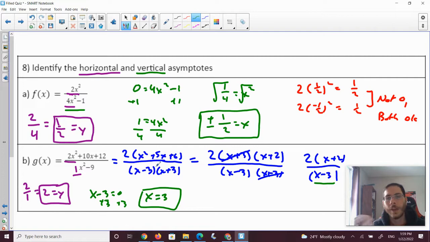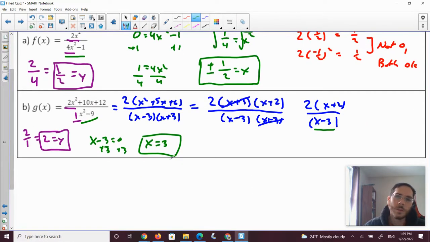If I didn't do the factoring pre-work, what I'd have to do is start all the way back over here at x squared minus 9. So we would have to say x squared minus 9 equals 0. Add 9 to both sides. X squared equals 9. Square root both sides. X equals plus or minus 3. And I'd have to do the check now.